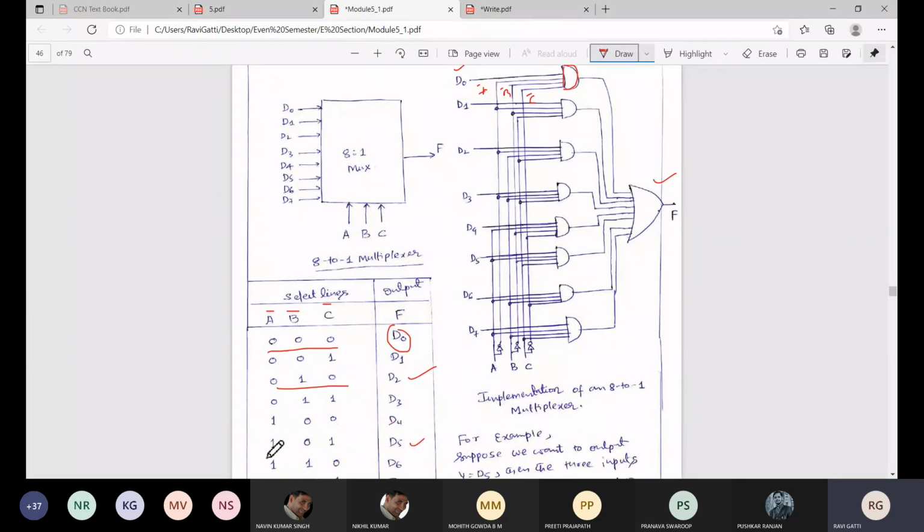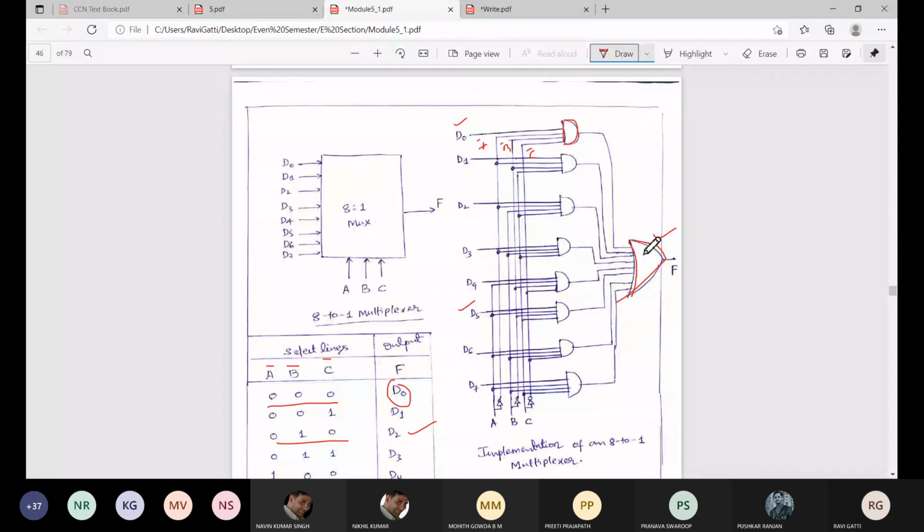So D5 means A, B bar, C. For that you need to associate a D terminal. That is what they are doing over here, and all are NAND gates over here, and we are doing the OR symbol. Why are we doing the OR symbol? Because we may get any one of the outputs, so we combine them into an OR gate so that you will get an output. This is how your multiplexer will work.